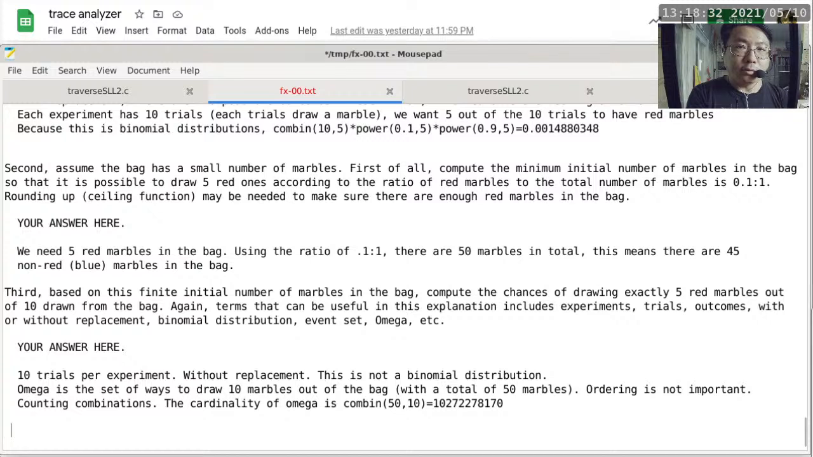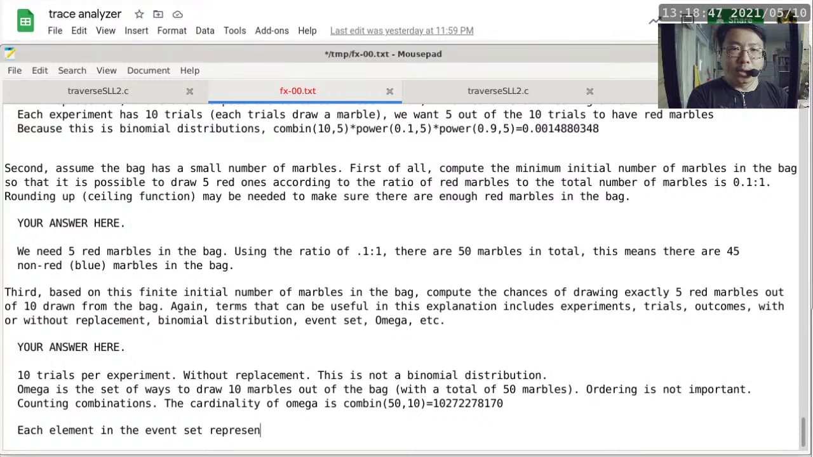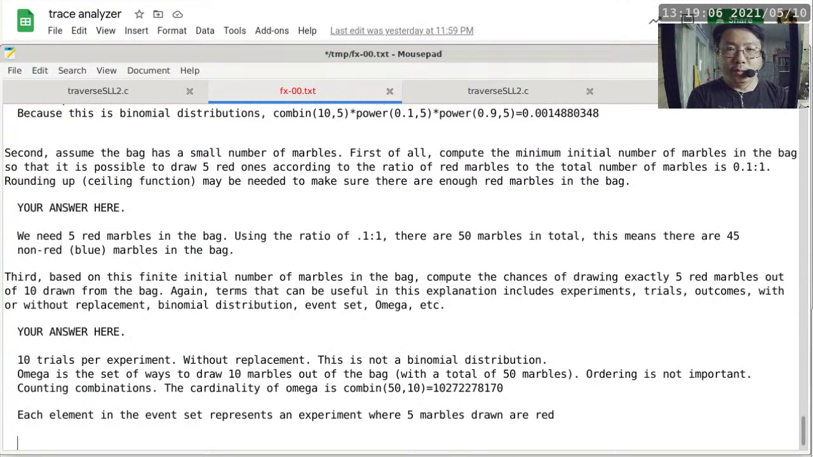Next, we have to calculate what is the event set. Okay, so the event set has elements. Okay, let me rephrase it. Each element in the event set represents an experiment where 5 marbles drawn are red. Okay, so now how do we do this? So what we do is we go back to the lottery problem.